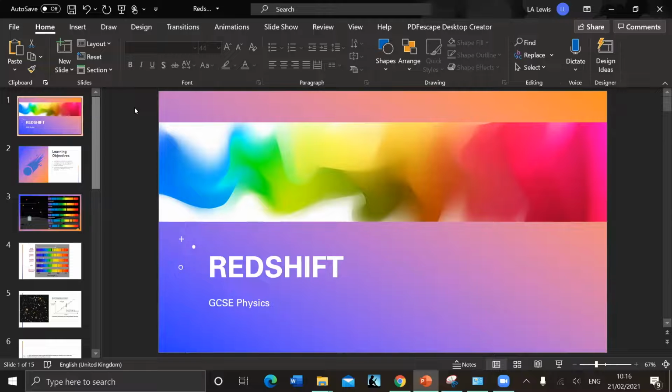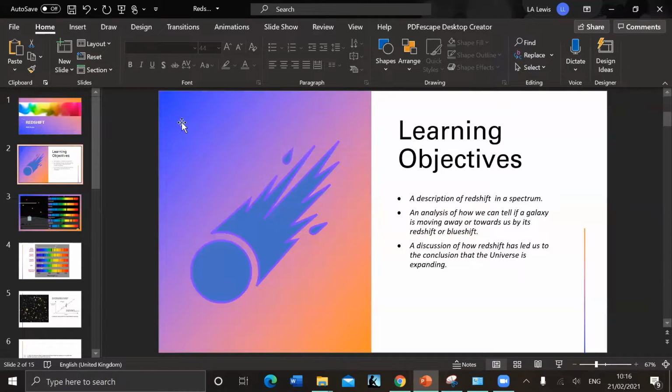We do a lot of examples in this class too, because the more you practice, the better you get at the subject. Okay, so let's start with learning objectives.